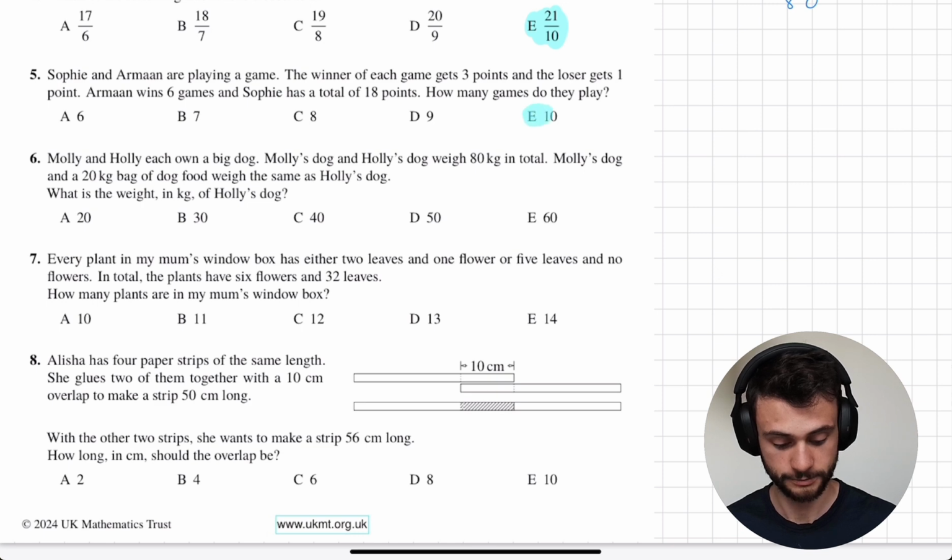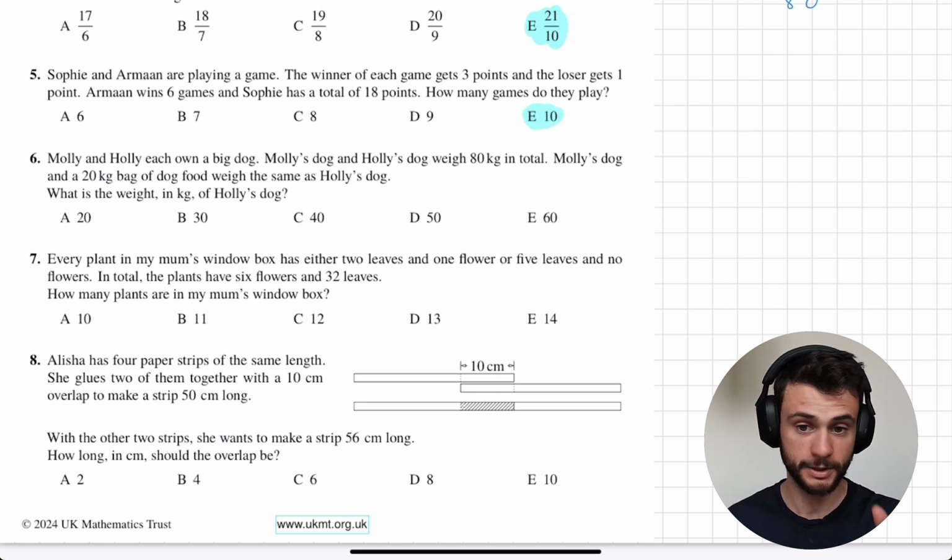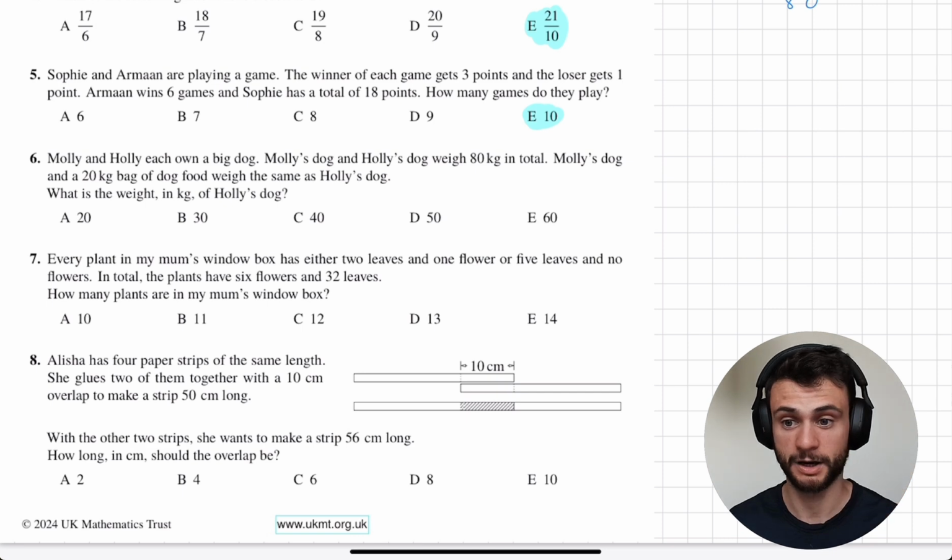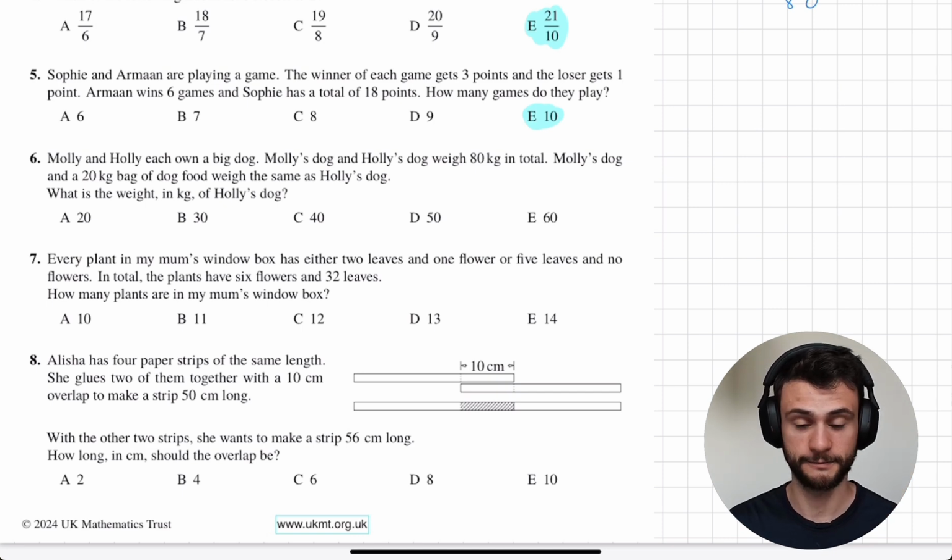So in total, they must play 10 games because Armin wins 6 and Sophie wins 4.